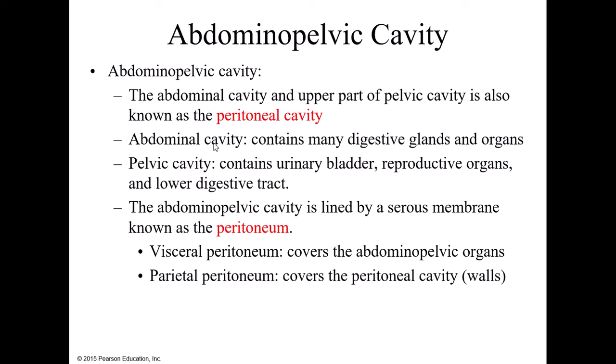The abdominal cavity contains primarily the digestive organs and some of our glands. The pelvic cavity down below contains the urinary bladder in both sexes. The reproductive organs would be like the uterus and the ovaries, the prostate gland, that type of thing. And then the lower part of the digestive tract in both sexes.